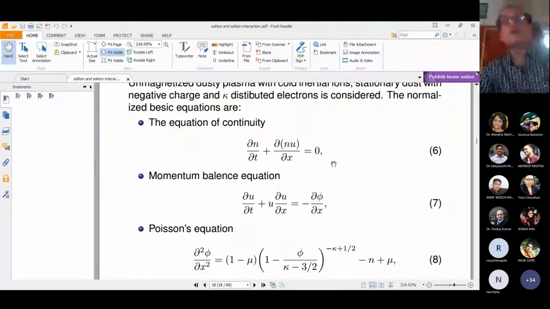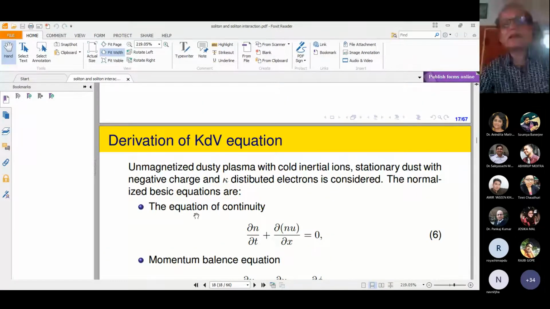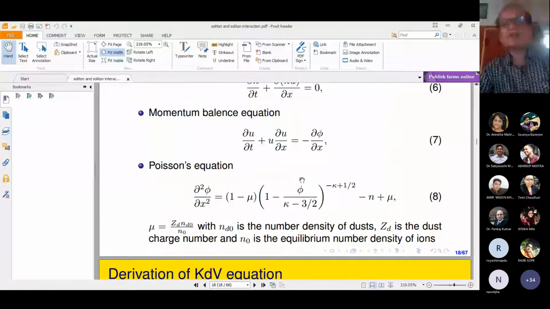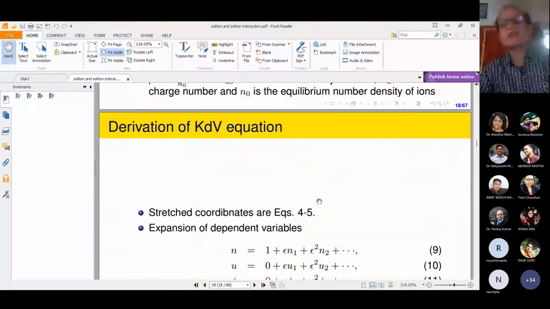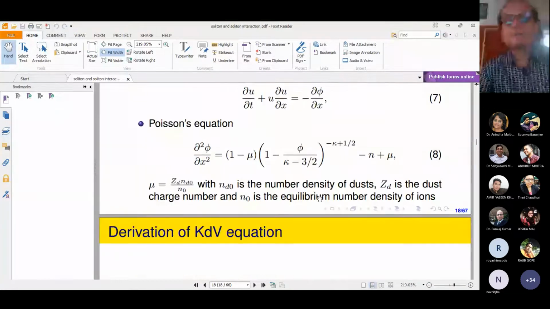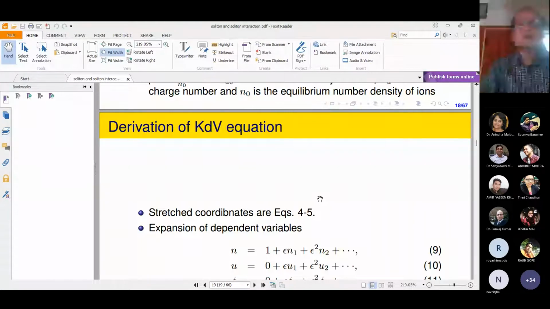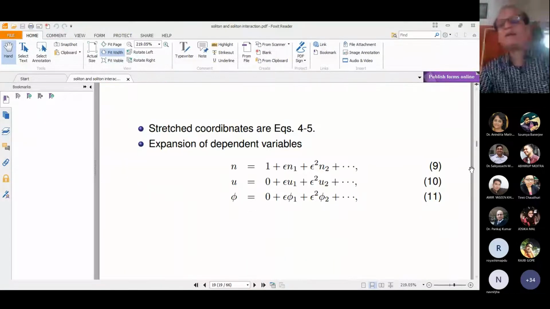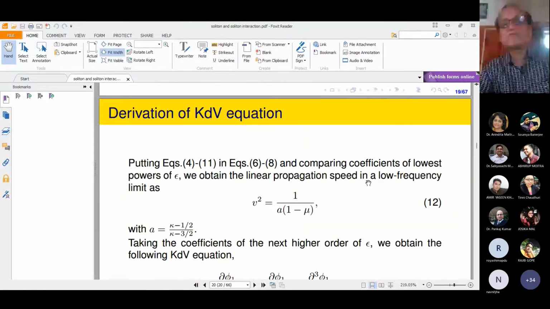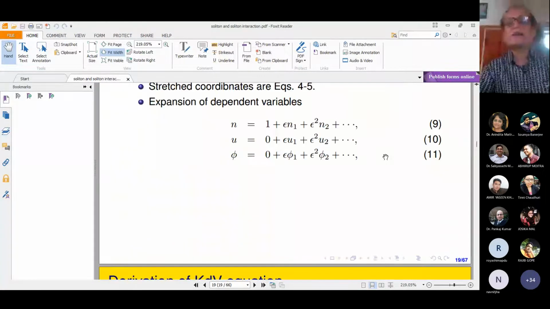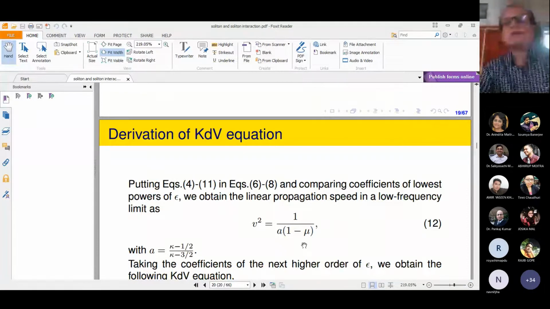So here we consider a real model, the same model, for electrons of a particular kappa distribution. For this model, we want to find the nonlinear evolution equation. We have taken the stretched coordinates the same as xi and tau, and we take the expansion of n, u and phi like 9, 10 and 11. And we started calculating the terms of first order of epsilon and second order of epsilon. From first order of epsilon, we obtain equation 12.